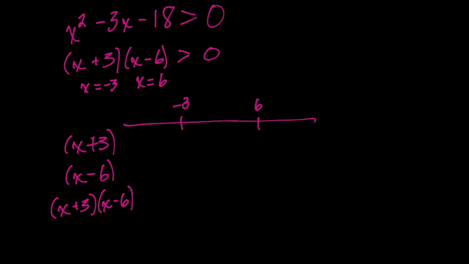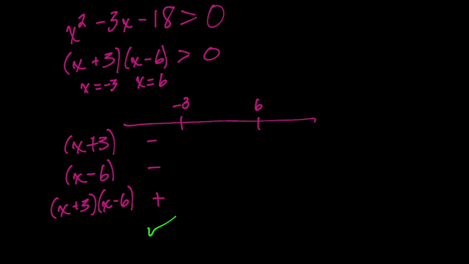So in this region, we need to pick a number less than -3, say -4. -4 plus 3, well, that's a negative number, -1. -4 minus 6, -10, so that's also negative. But when you multiply two negatives together, you get a positive. So that's what we're looking for, is positive. So this one works. Give that the green check mark.